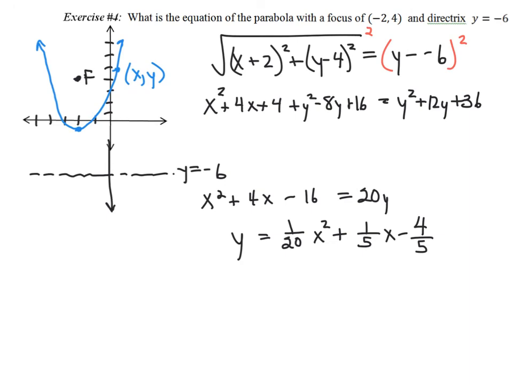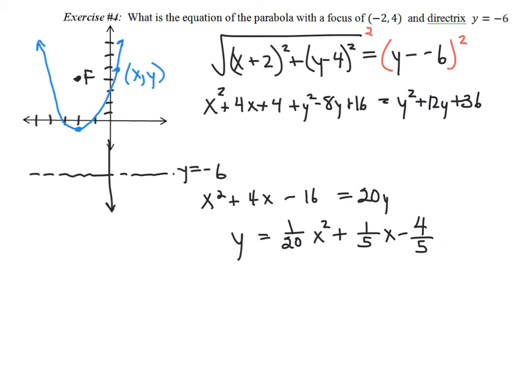Welcome back. Please check your work with the work that I've shown for exercise number 4. So we want to find the equation of the parabola that has a focus of -2, 4. So notice that I've plotted that right here at -2, 4. The directrix this time is y equals -6. So my parabola looks like this one right here, where the vertex is going to be at the point -2, -1. Halfway between the focus and the directrix.